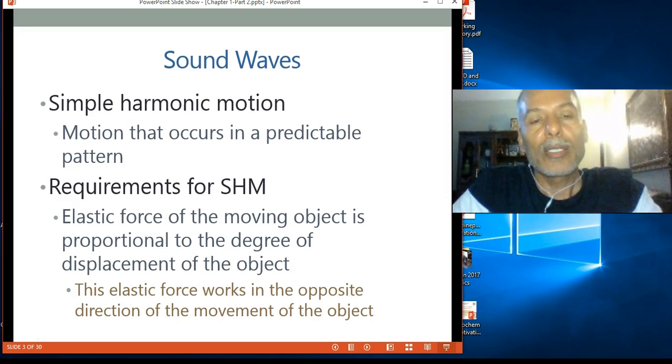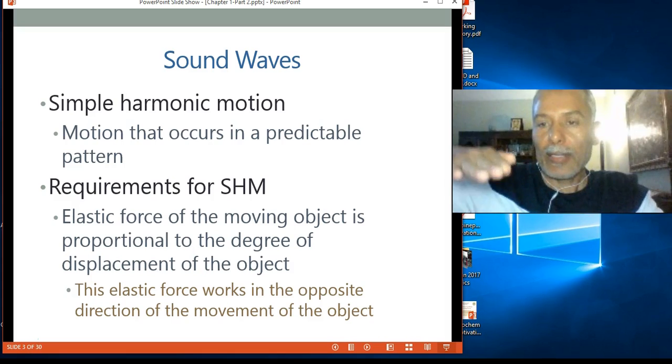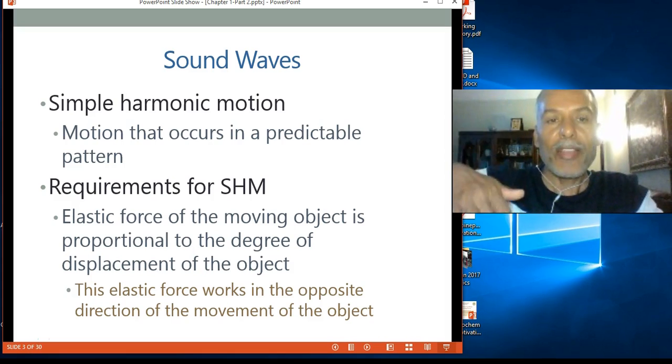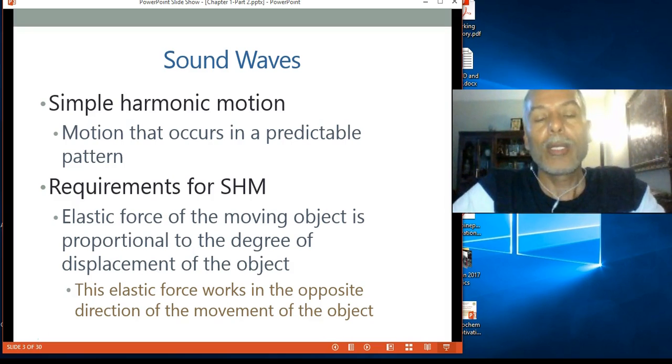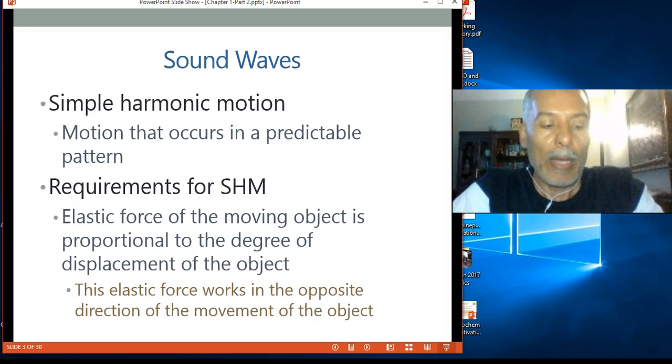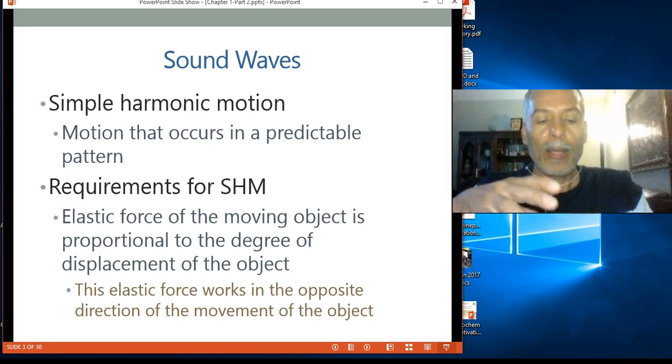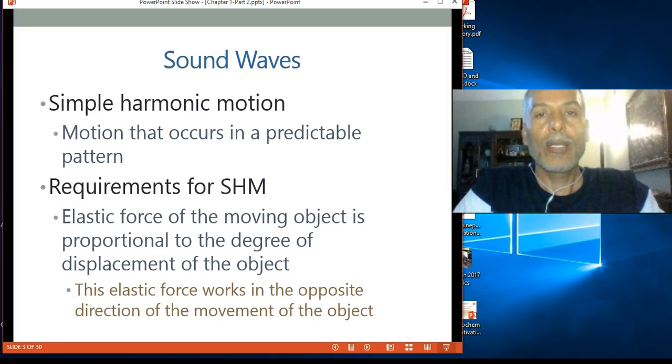So simple harmonic motion, to think about it, think about a pendulum, think about a swing, anything that just repeats itself in a rhythmic way, back and forth. Hooke's law that we spoke about yesterday is the only condition that is needed to produce a harmonic motion.